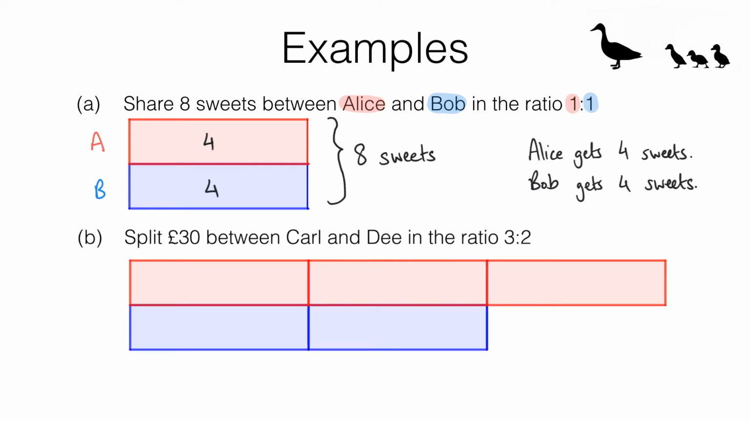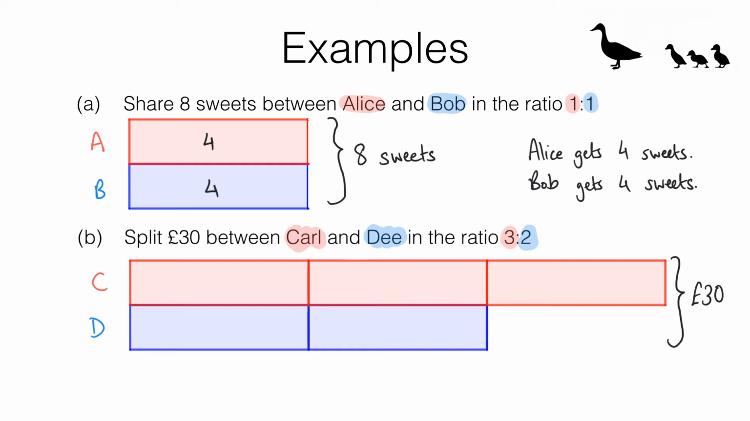I've got 3 boxes for Carl and 2 boxes for Dee, and that's just because of what the question tells us. Carl 3, Dee 2. Remember, the order matters in ratios. Now, what else do we know? We know that we are sharing a total of £30 between them. So these 5 boxes have to represent £30.